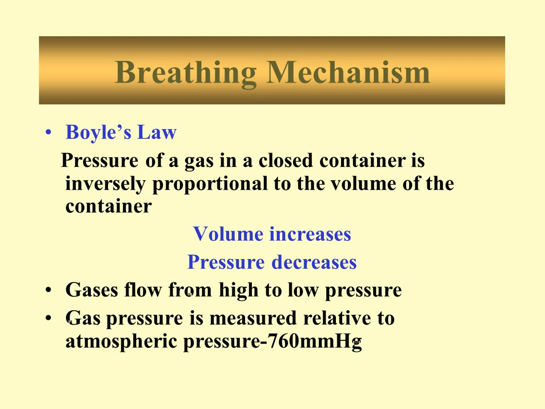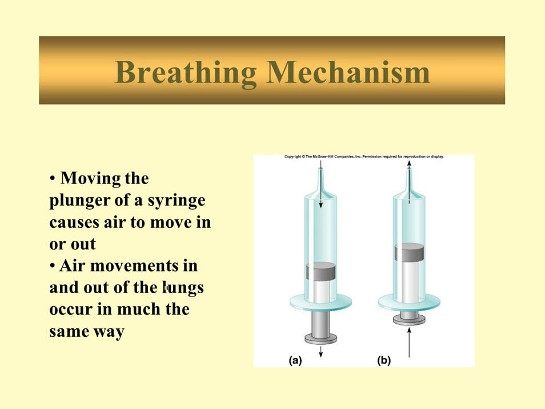Gas flows from an area of higher to lower pressure. So as that space increases, the pressure decreases, and the gases will flow from an area of higher pressure to an area of lower pressure. Gas pressure is measured relative to atmospheric pressure, so 760 millimeters of mercury is our atmospheric pressure.